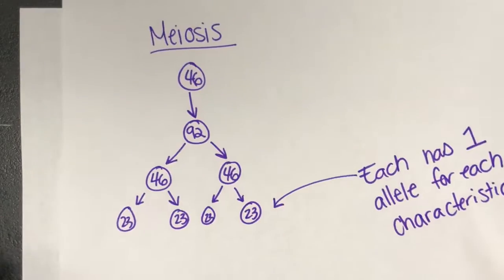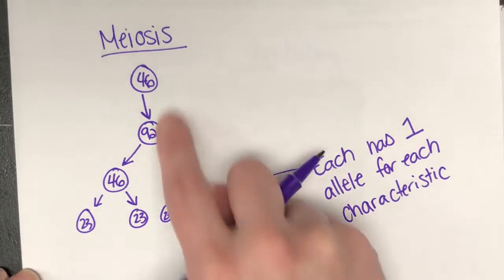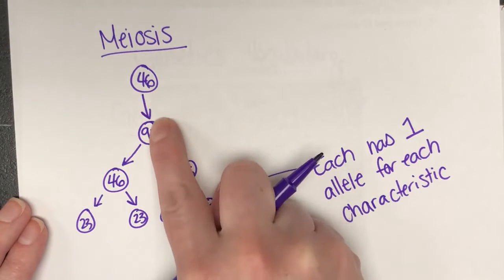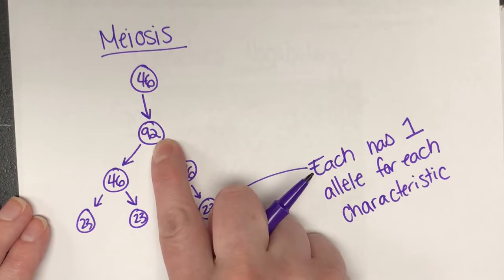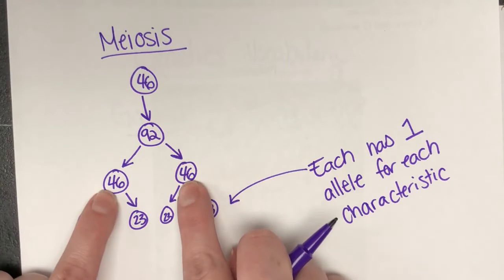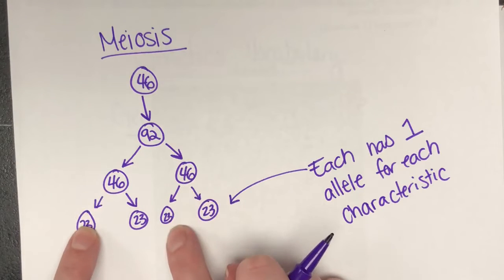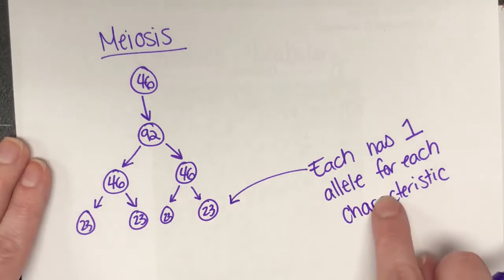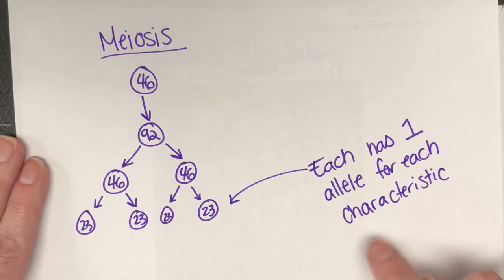So let's do a quick reminder of meiosis. So we start with 46 chromosomes. It duplicates into 92 chromatids. Those separate into 46 each and then 23. Each one of these will have one allele for each characteristic.